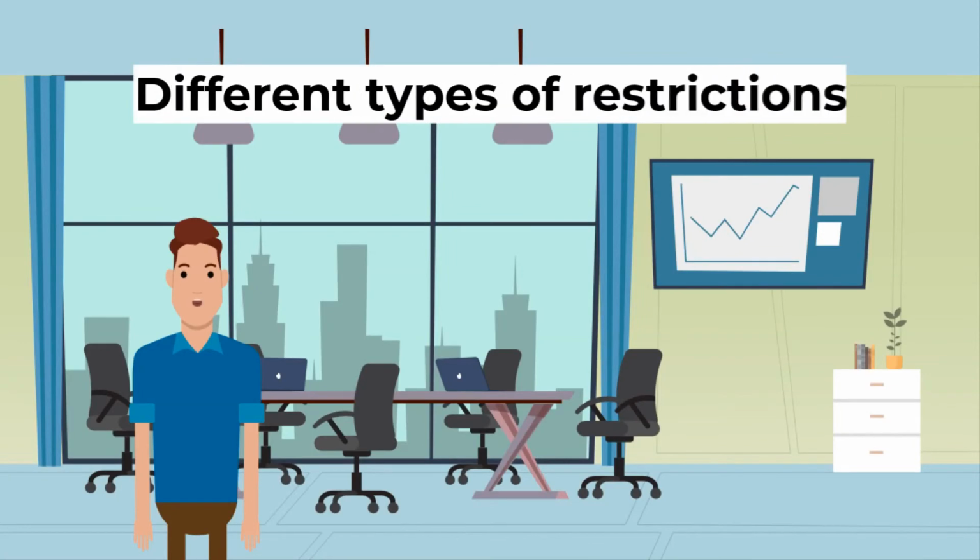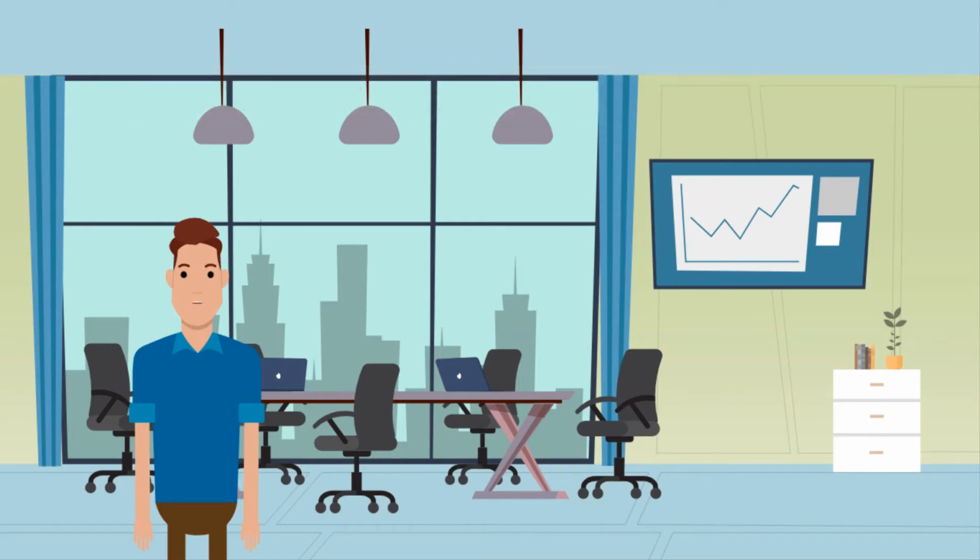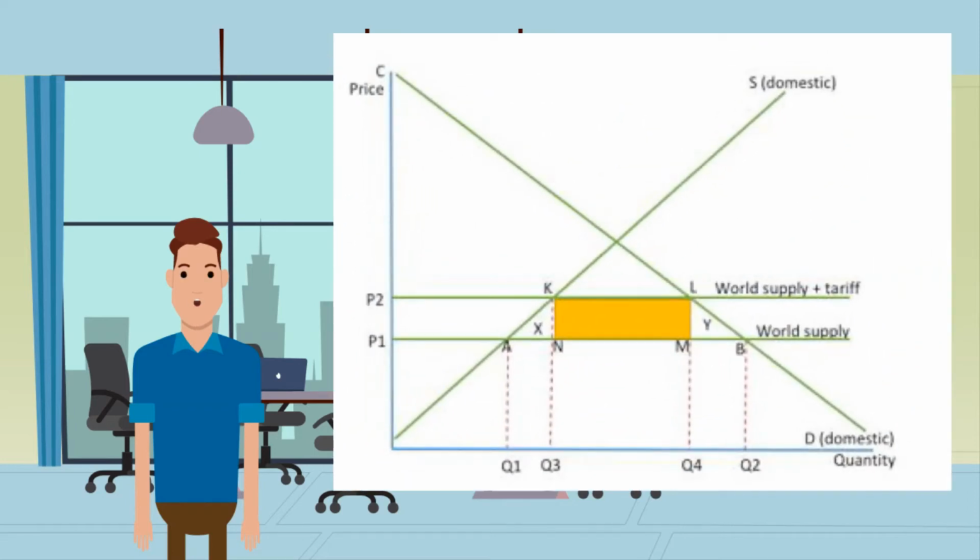Let's have a look at the different types of restrictions. Firstly, tariffs. These are taxes placed on imported goods which make them more expensive to buy, making people more likely to buy domestic goods. Price is set at P1 because of the interaction of demand and supply in the world market. This means domestic producers will produce Q1 whilst consumers will demand Q2. Hence, the country will import Q2 minus Q1 goods, meaning that Q1 A B Q2 will be spent buying imports.